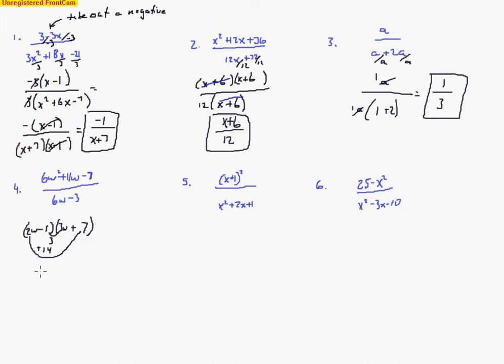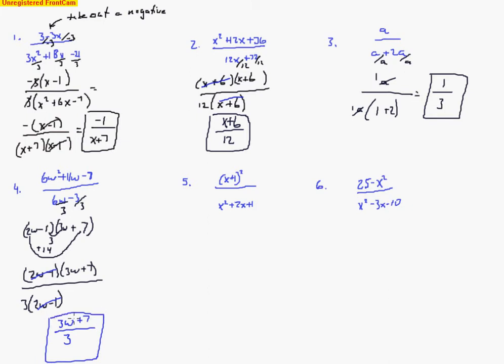Let's rewrite that. So I've got the 2w minus 1, and the 3w plus 7. So over here I see a common factor of 3. Let's go ahead and divide by that 3. So we'll put that 3 on the outside. And when I do that division, I'm left with the 2w minus 1. And I do get some canceling that occurs here. The 2w minus 1's are the same on top and bottom. So we're left with that 3w plus 7 all over 3. That's as far as we can take the problem.